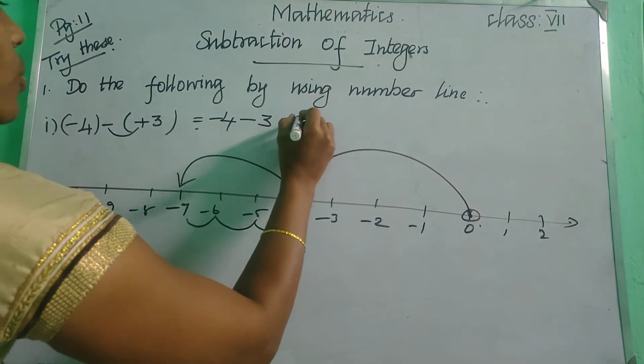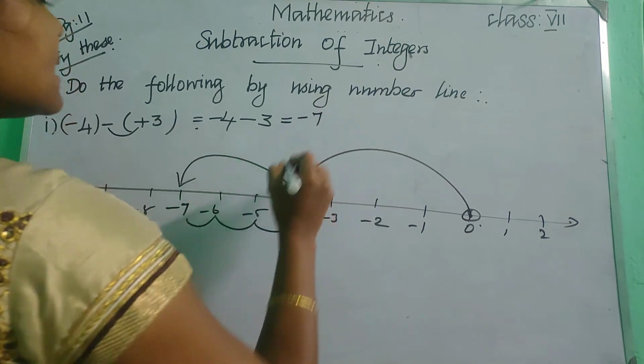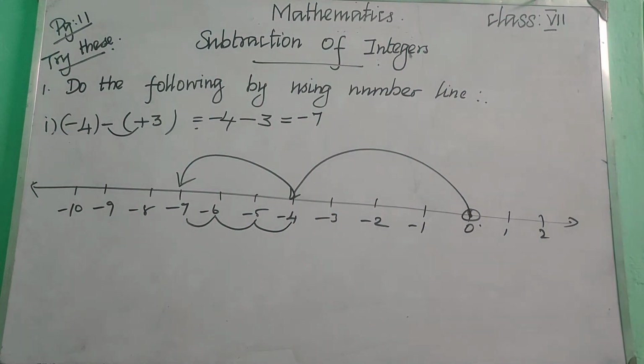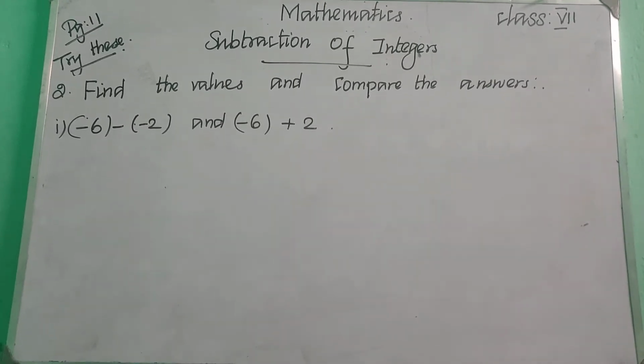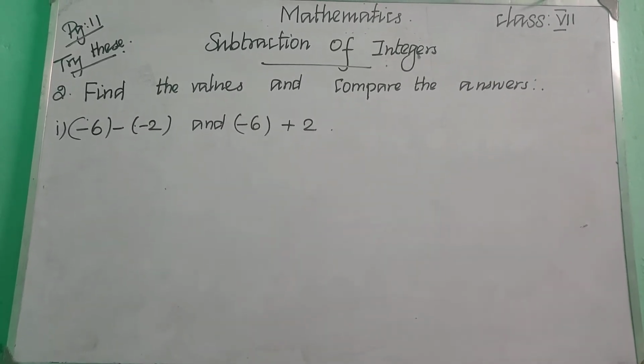You can do it in your notebook. Put today's date and start writing. Okay children? Write the heading as subtraction of integers. Put the heading as try these and write the sum number 1 and copy it in your notebook. Draw the number line neatly. So next one. Pause the video and write. In first one, second is your homework.